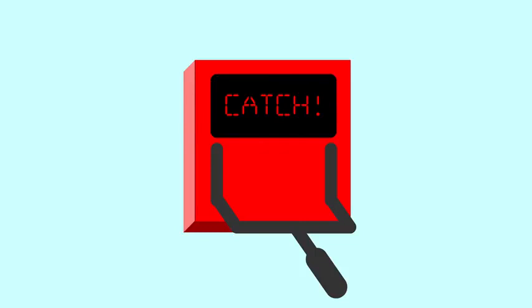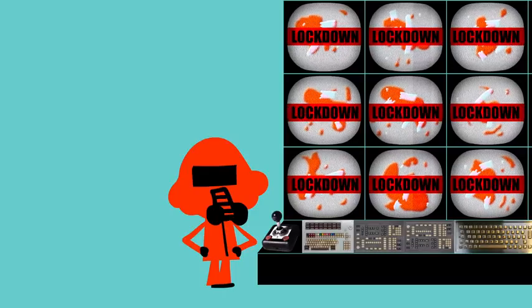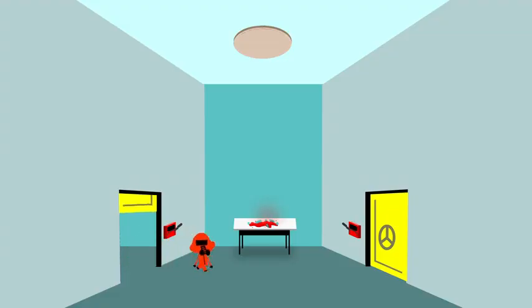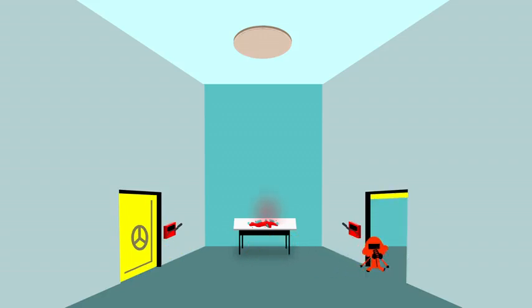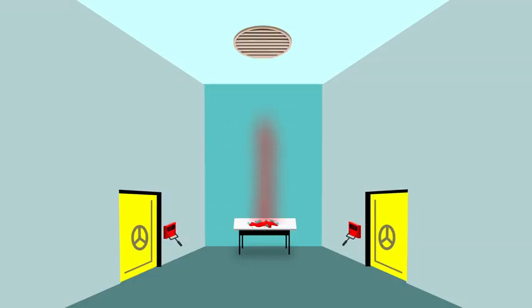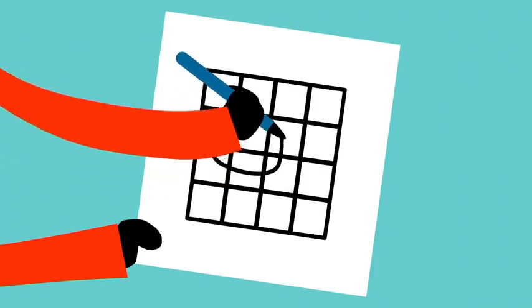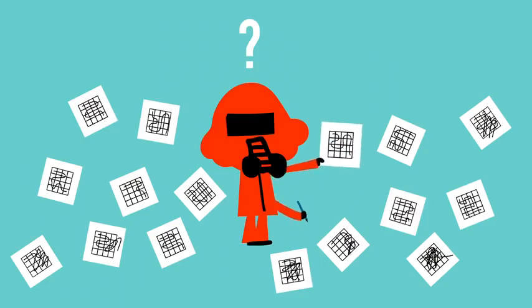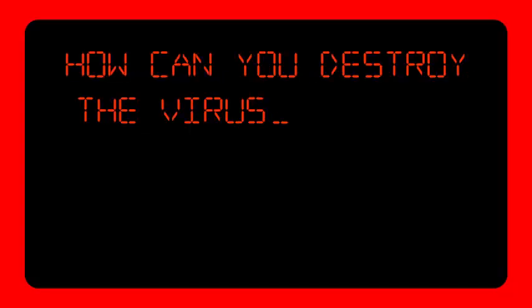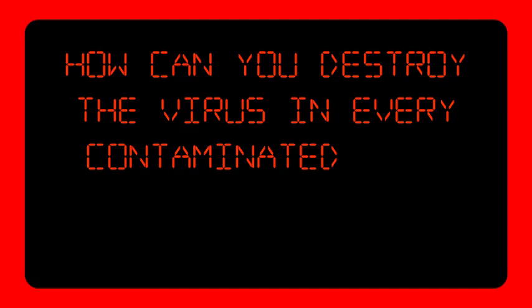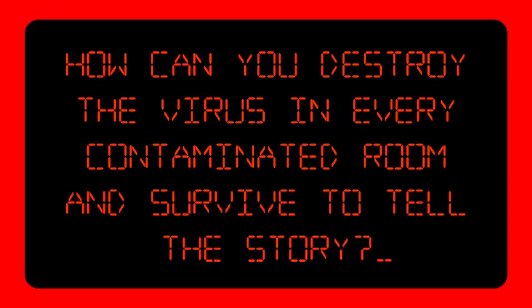But there's a catch. Because the security system is on lockdown, once you enter a contaminated room, you can't exit without activating the switch. And once you've done so, you won't be able to go back into that room. You start to draw out possible routes on a pad of paper, but nothing seems to get you to the exit without missing at least one room. So how can you destroy the virus in every contaminated room and survive to tell the story?